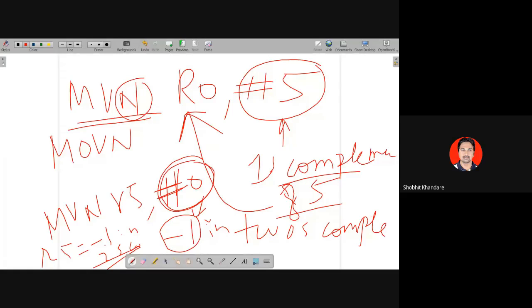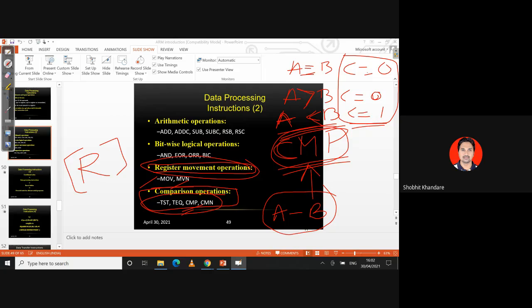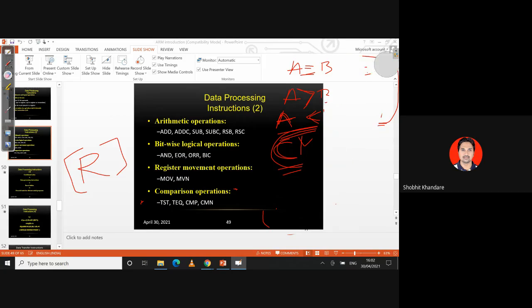Okay, so this is about the MOVN or MVN. We have done this register movement operation. In the examples of MOV and MVN, we have seen we are only dealing with registers. There is nowhere a square bracket, which means there is nowhere memory involved. It is purely register. So we are done with these two parts, and we will proceed to the remaining two parts.